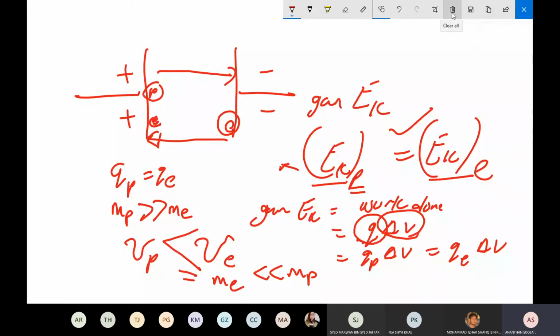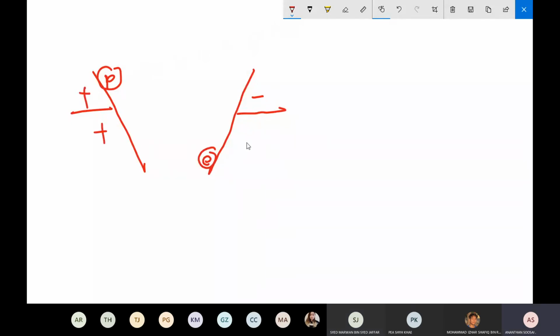Okay, now it's going to be a little challenging. Let me see how many of you can figure it out. The plate is like this. The plate was placed like this. First the proton is here, the electron is down here. This is a positive plate, this is a negative plate.